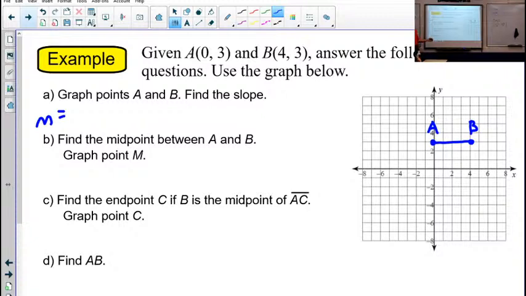Subtract your y-coordinates over subtract your x-coordinates. So the first coordinate here, here's the x-coordinate of the first point. Here's the y-coordinate of the first point. Here's our second point. So here's its x-coordinate. Here's its y-coordinate.